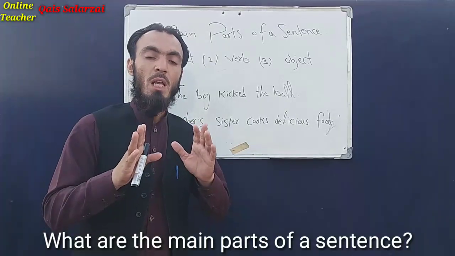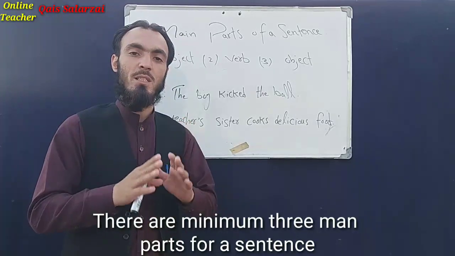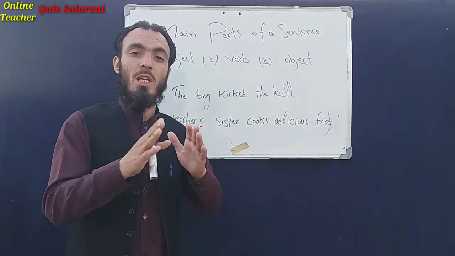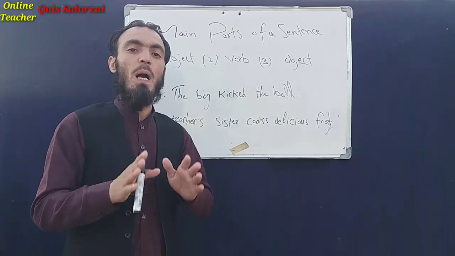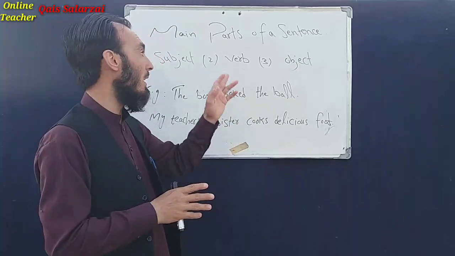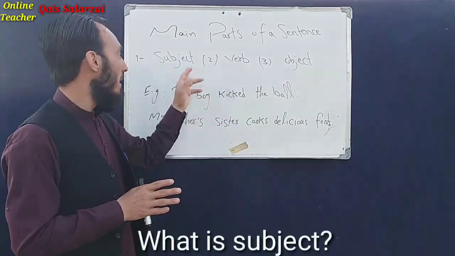My dears, remember there are minimum 3 main parts for a sentence, which a sentence consists of, but they might be different according to the tense, according to the time. But the most popular and the most accurate minimum parts of a sentence that we have are the subject, verb and object. What is subject?